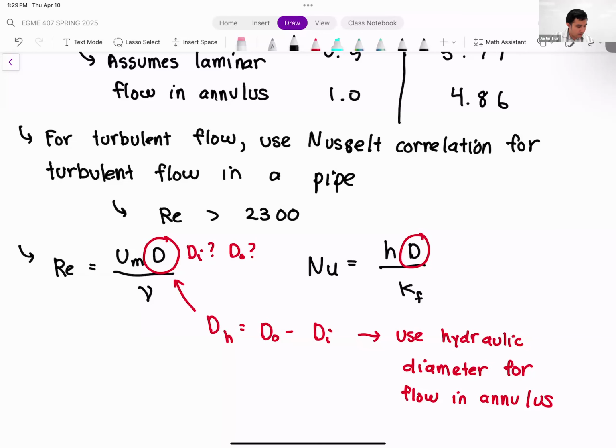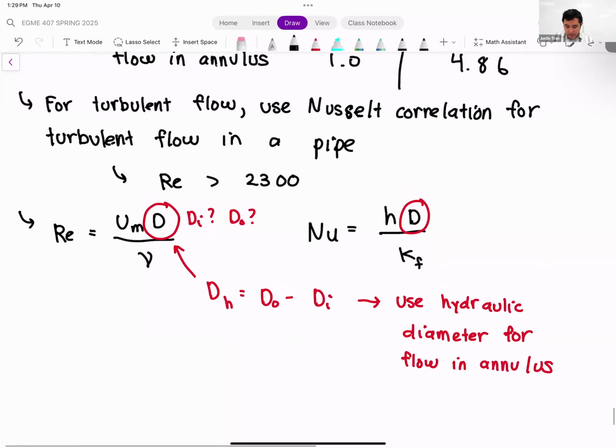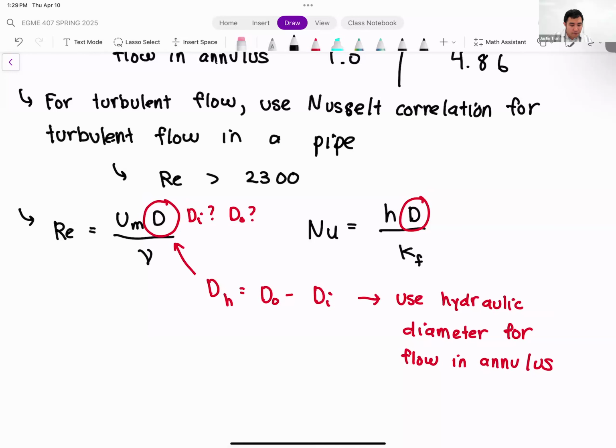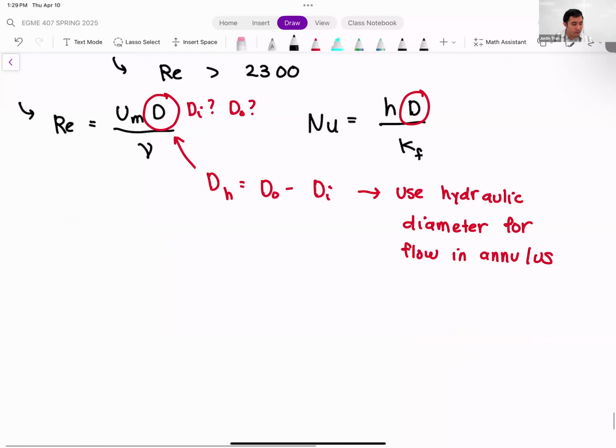All right. Good. So now that we know how to compute convection coefficients for both the inner pipe and the flow in the annulus, we can compute the convection resistances for each flow. And if we can compute convection resistances, then we can use a thermal circuit to compute Q of the heat exchanger.